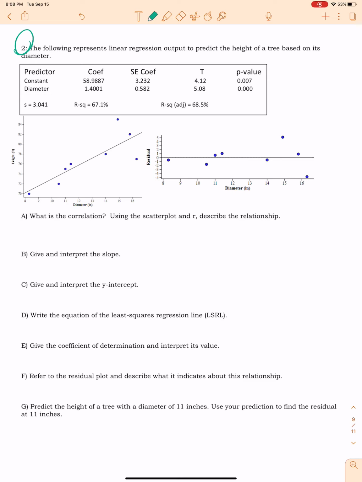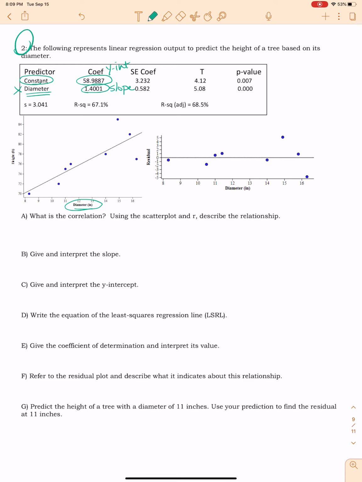For this particular set of data, the information I'm going to need from my computer output is the constant right here. The word constant implies y-intercept, because in your equation, your y-intercept is your constant. It's not right next to x like the slope is. So this is your y-intercept. And then diameter is right here, and in your scatter plot, diameter is the x. The value associated with the explanatory variable is the slope.